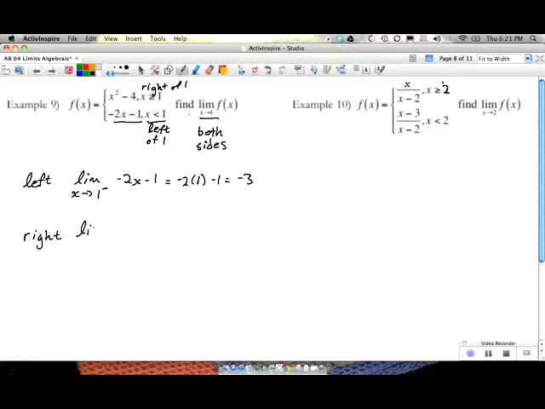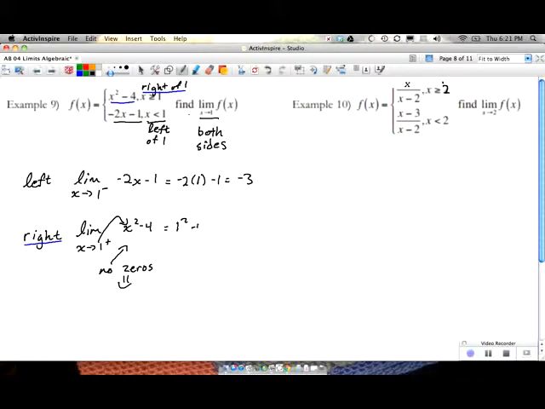If we're looking from the right side, this time we're doing the right side. I'll underline this in blue. The right side is going to be this function here because we're on the right side of 1. So this limit as x approaches 1 from the right side is x squared minus 4 instead of the 2x minus 1. And we can evaluate that because, again, no zeros in the denominator. That makes us happy. So that allows us to just plug it in.